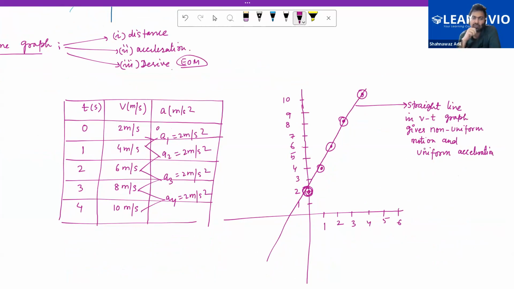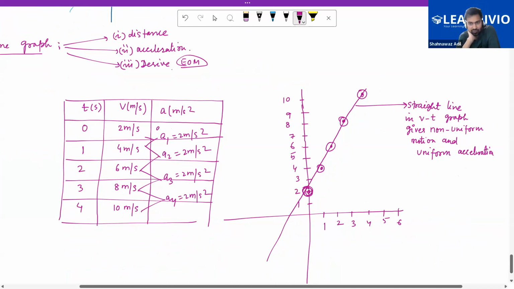Yes, is it clear? Yes, sir. And the straight line represents uniform acceleration. Clear? Yes. So I sense that you have some doubt, right? I understood. Okay. So now we can see that whenever we have a straight line, this will have uniform acceleration and this will have non-uniform motion.